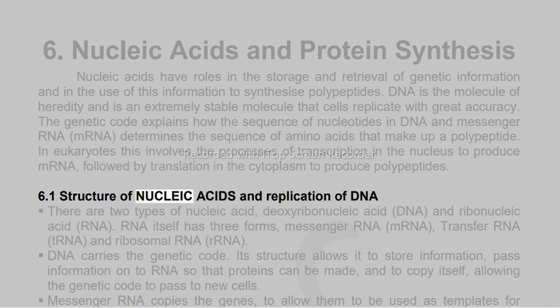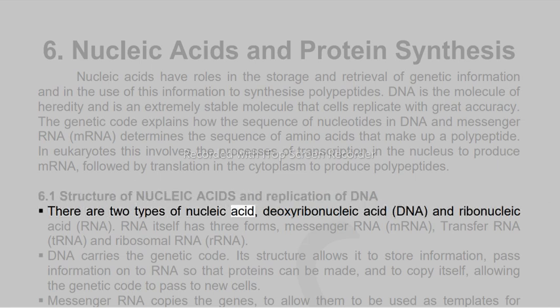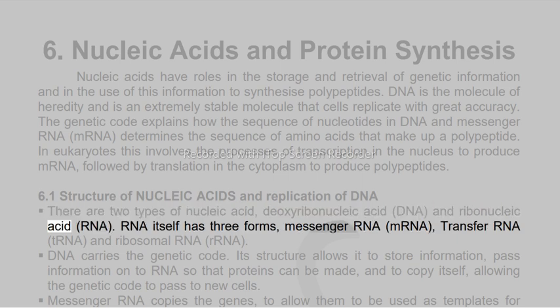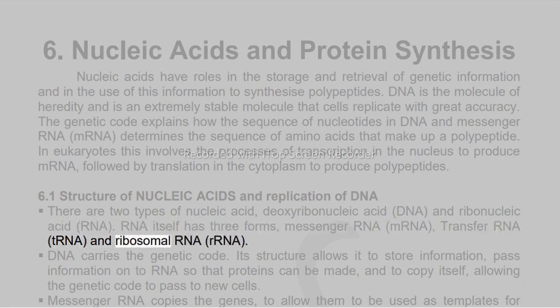6.1 Structure of nucleic acids and replication of DNA. There are two types of nucleic acid, deoxyribonucleic acid, DNA, and ribonucleic acid, RNA. RNA itself has three forms: messenger RNA, mRNA, transfer RNA, tRNA, and ribosomal RNA, rRNA.